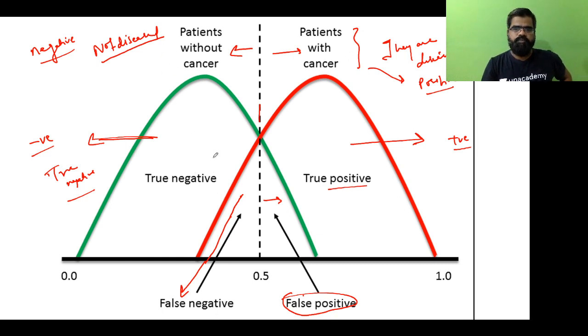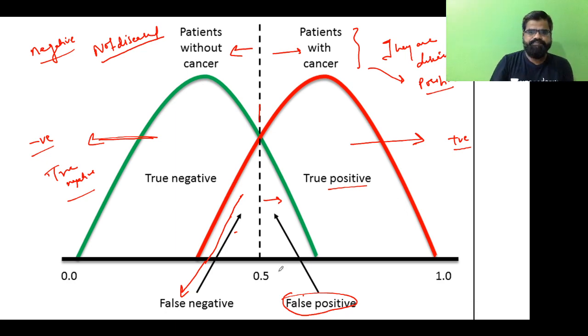Okay, without disease, I have to put negative. So I put true negative, I put false negative. With disease, positive: true positive, false positive. So this is one way of answering. The second way, which is the rational or scientific way of explaining this, can also be explained clearly.